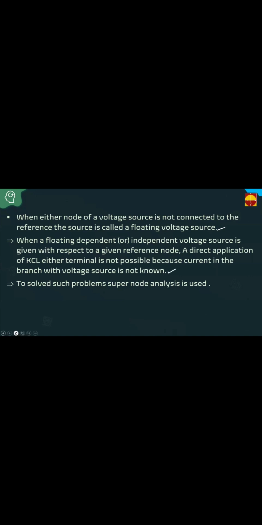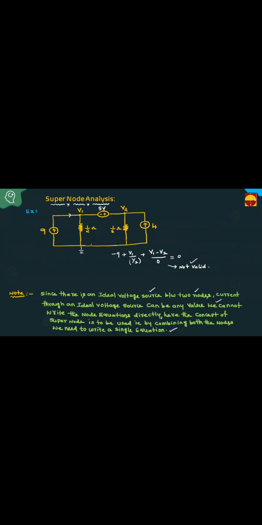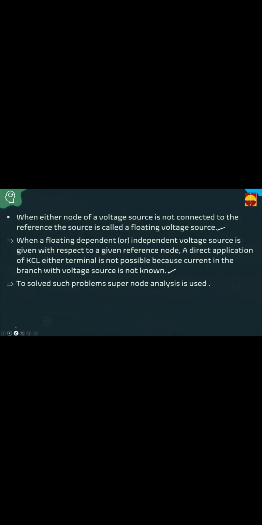Infinite current we are getting now. We are getting infinite current. That's why it can be any value. Whether a dependent source or an independent source is given, you can't directly apply nodal analysis. It's not possible, because the current in the branch with only a voltage source is not known.